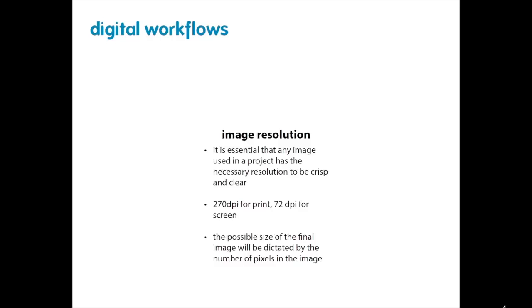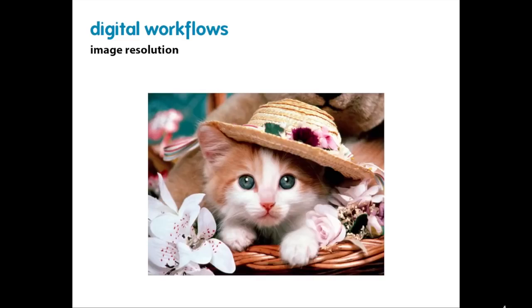Image resolution. It is incredibly essential that any image you use in any project has the necessary resolution to be crisp and clear. What that means is that for a print project you want 270 DPI, which stands for dots per inch, or sometimes you'll see it as PPI, which is points per inch, or 72 DPI for screen. The final size of an image in print media will be dictated by the number of pixels in the image. So let's take this adorable photo of this kitten as an example.